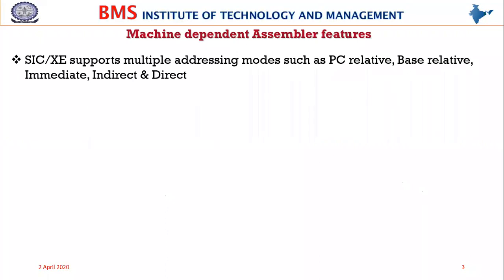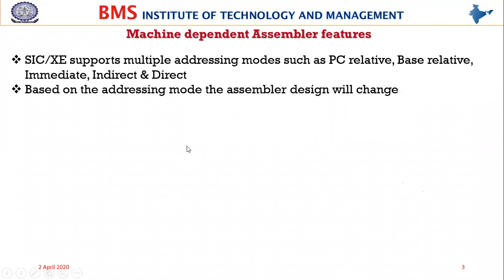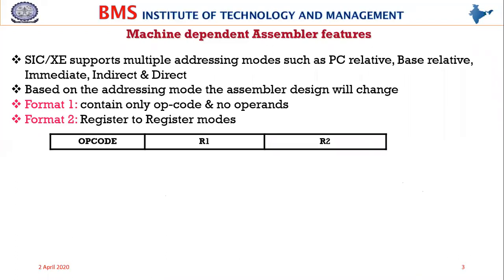SIC/XE supports different addressing modes, specifically with our format 3 instructions, such as PC relative, base relative, immediate, and indirect. How to assemble the program with these is today's discussion. Based on the different addressing modes, we're going to need different designs in your assembler. Format 1 instructions don't contain operands, so there is no addressing mode, and there are no specific assembly rules for them.